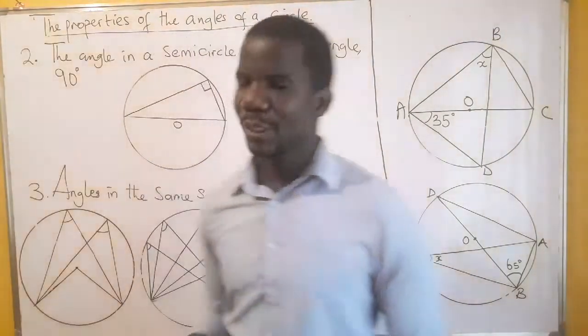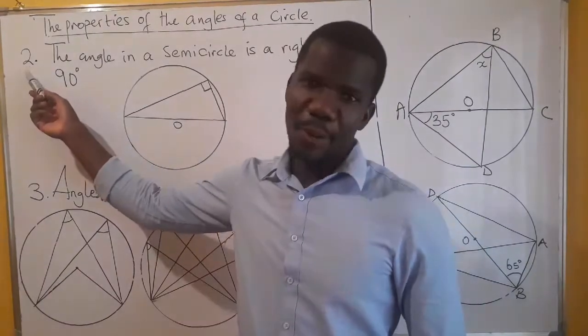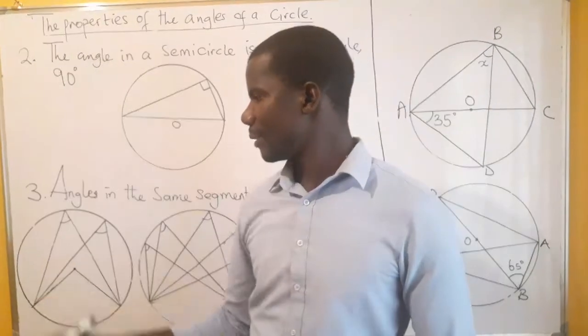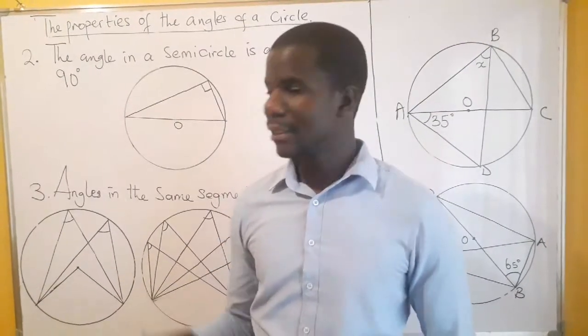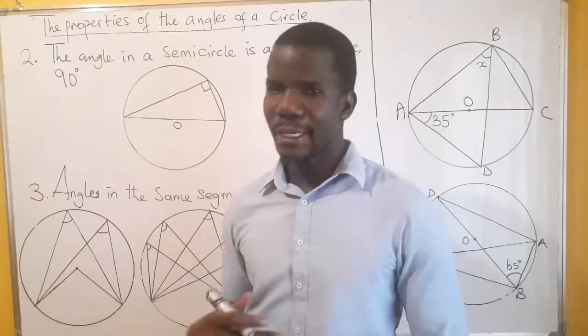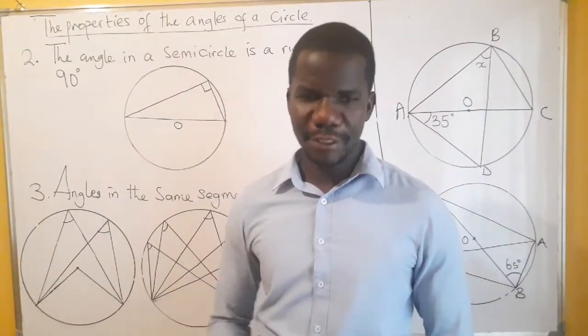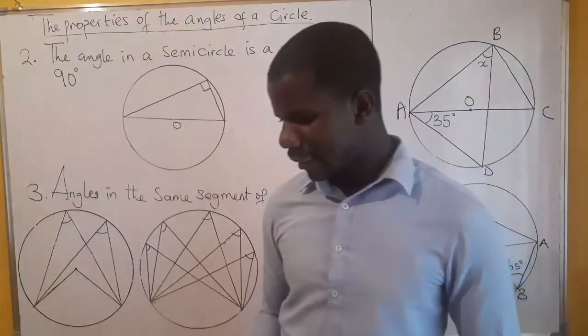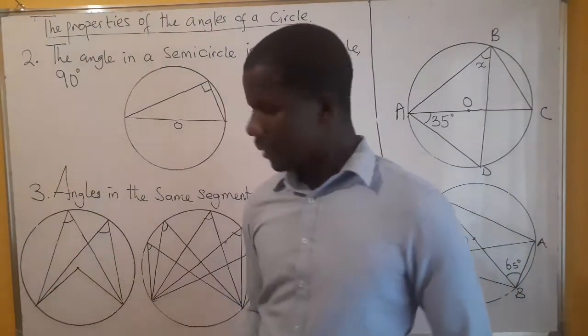Okay, so as you can see, I'm looking at property number 1. I already dealt with the first property, so I would request that you look at that property before you come to this lesson. This is the second lesson. In the first lesson, I looked at the first property, so if you can go and look at it there. Okay, so let's look at the second and third properties.